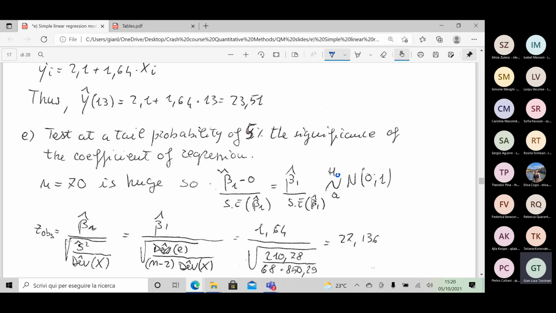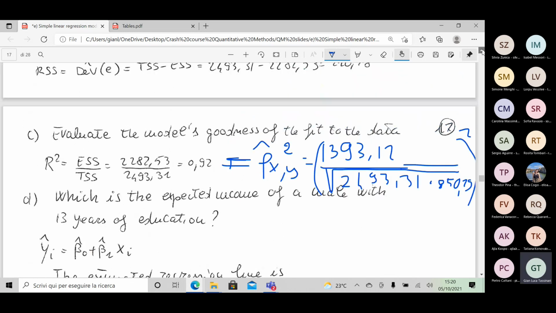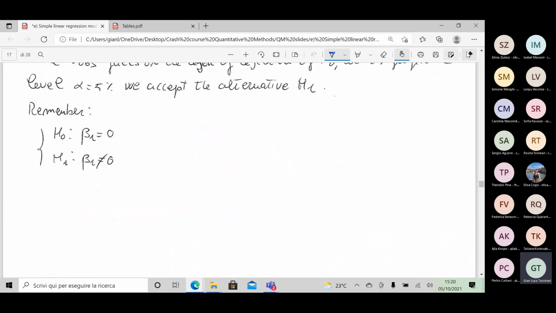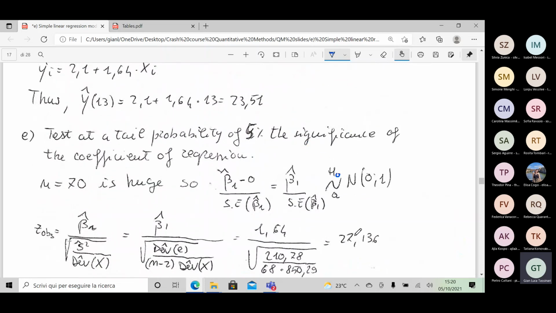But we computed the residual sum of squares, or deviance of the residuals, previously. n-2, how many observations do we have, guys? 70. 70 minus 2 is 68. The deviance of x has been computed already in the first step, it was 150 and something. So you see n-2 is 68. Beta 1 is here. And if you go back, the deviance of the residuals has been computed here. The deviance of the residuals, or residual sum of squares, is 220.78. So we got this result.